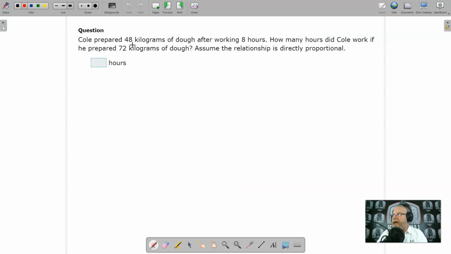Cole prepared 48 kilograms of dough after working 8 hours. So let's do 48 kilograms over 8 hours. Let's set that equal to another ratio, kilograms over hours. And let's continue reading and find the rest of our information.